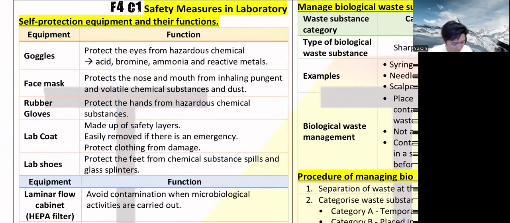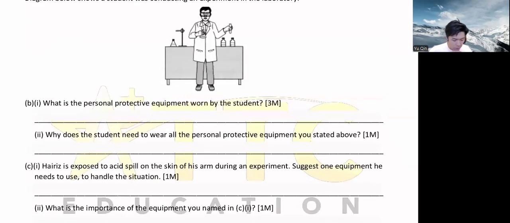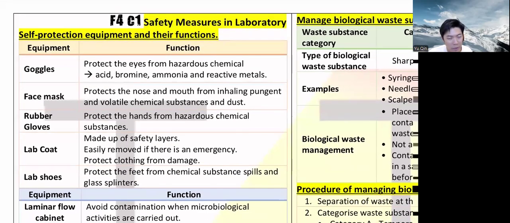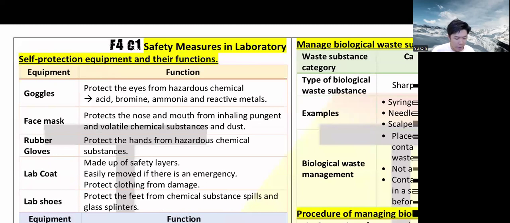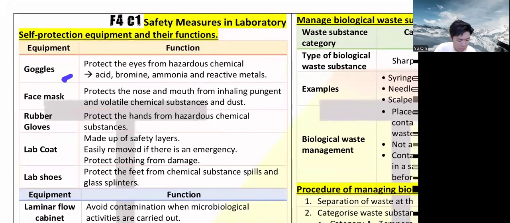And then I think the next question is, why do you need to wear all these things? No matter what you wear, goggles, face mask, the ultimate reason to wear all this is to protect yourself or to avoid injury, right? Sorry, 3, I just saw the mark. My bad, 3 equipments. And then the next reason will be to avoid injury. So never mind, I'll stick to this page. Any 3, but at least what he is wearing.